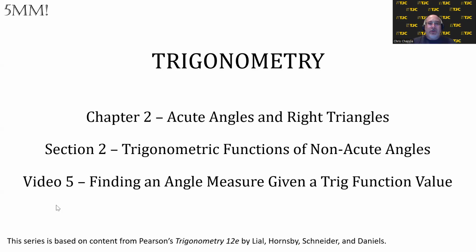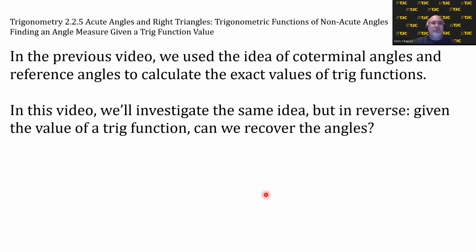Trigonometry, Chapter 2, Acute Angles and Right Triangles. Section 2, Trigonometric Functions of Non-Acute Angles. Video 5, Finding an Angle Measure Given a Trig Function Value. This series is based on content from Pearson's Trigonometry, 12th edition, by Lial, Hornsby, Schneider, and Daniels.